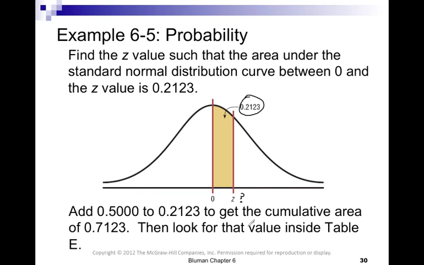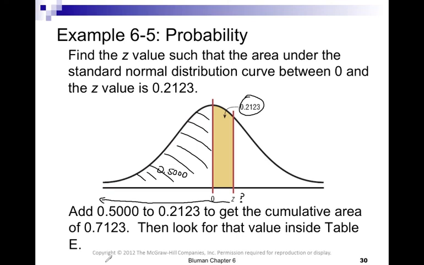So we know that when we read this z-score, it's going to include everything from here to the left, and that's why we add this 0.5, because all this white area here is 0.5, and this z-score includes that. So we have to add 0.5 to the 0.2123 to get the cumulative area that we're going to look up. Then we go back to table E, and we want an area of 0.7123, for a positive z-score.